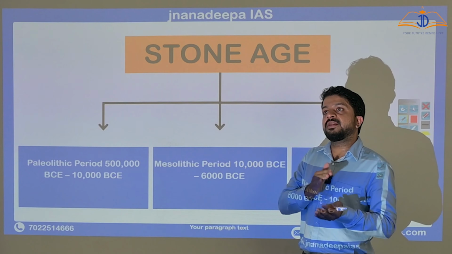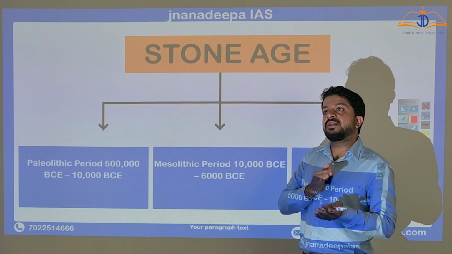So the Paleolithic age is also called the Old Stone Age, where human beings were not as intelligent as we are today. The modern human who is as intelligent as we are today emerged around, I would say, 10,000 BC.